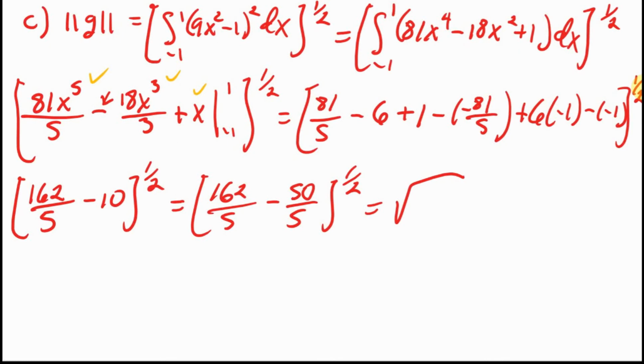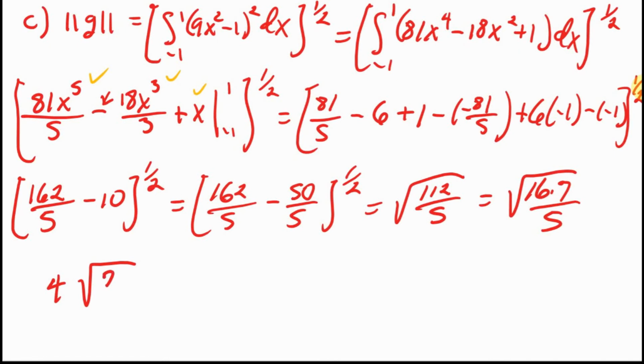Where's my calculator? Now that 112 is 16 times 7. What about that? So we get the square root here. This is 16 times 7 all over 5. So that gives us 4 times the square root of 7 over 5.